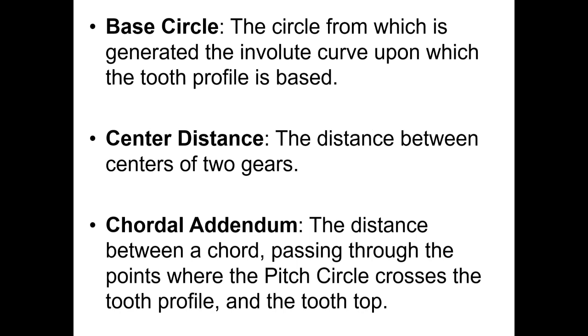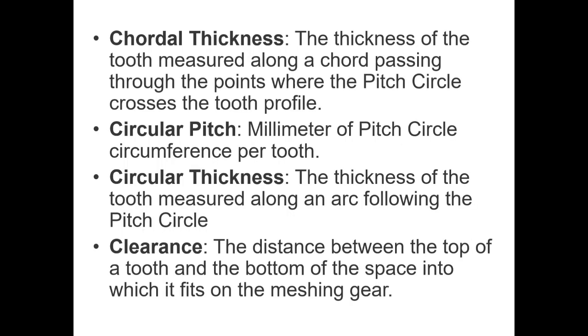Next, the base circle: the circle from which is generated the involute curve upon which the tooth profile is based. Next, the center distance: the distance between centers of two gears. Chordal addendum: the distance between a chord passing through the points where the pitch circle crosses the tooth profile and the tooth top. Next, the chordal thickness: the thickness of the tooth measured along a chord passing through the points where the pitch circle crosses the tooth profile.